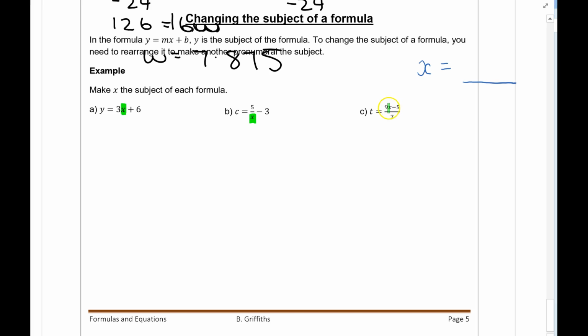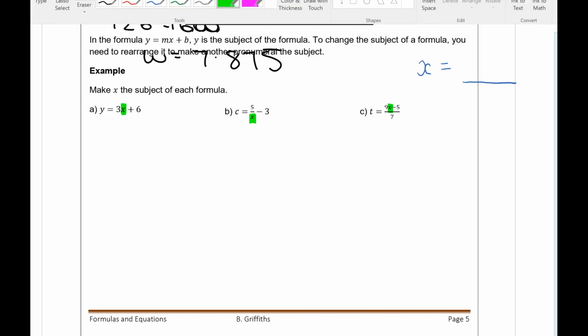And over here, x is not the subject either. We'll have a look at A. It's using everything you know about solving equations, but instead of having x equals a number at the end, you've got x equals something with a y. In this case, something with a c in this case, and something with a t in this case.